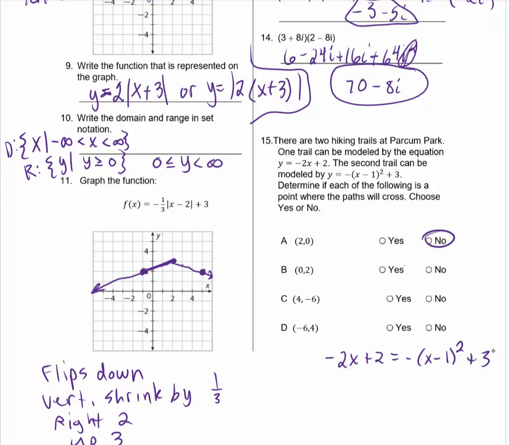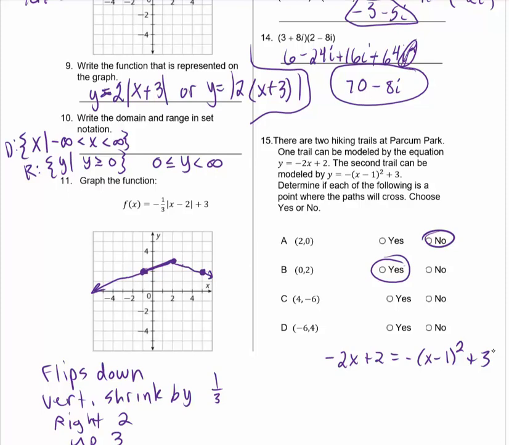So this one works for the first one. Let's check the second one. Plug in 0 and get negative 1 squared, which is 1, and then we make that negative. So negative 1. Negative 1 plus 3 is 2. That one's a yes.